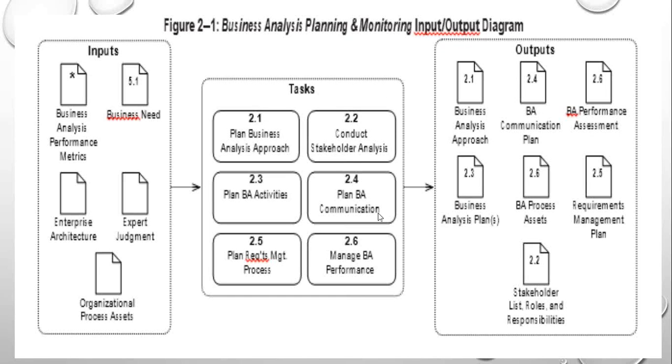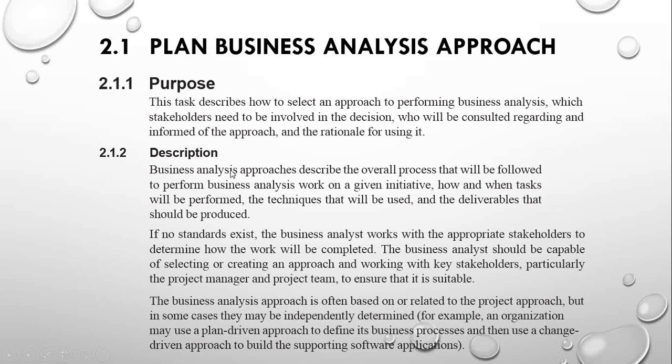Plan business analysis approach. What we see here is 2.1. This task describes how to select an approach to perform business analysis, which stakeholders need to be involved in the decision, and who will be consulted regarding the approach and the rationale for using it. So it's talking about two things. Number one, what will be the approach, how we are going to perform the business analysis. Number two, which are the stakeholders who are going to participate in the overall analysis process.